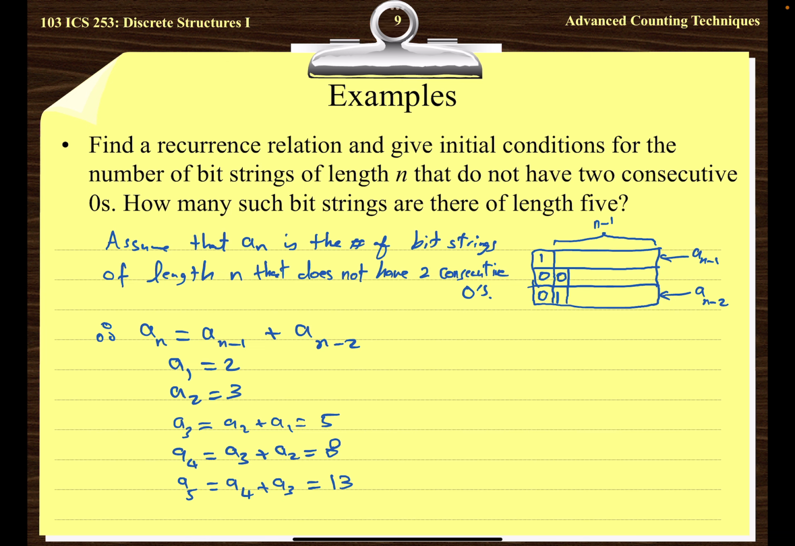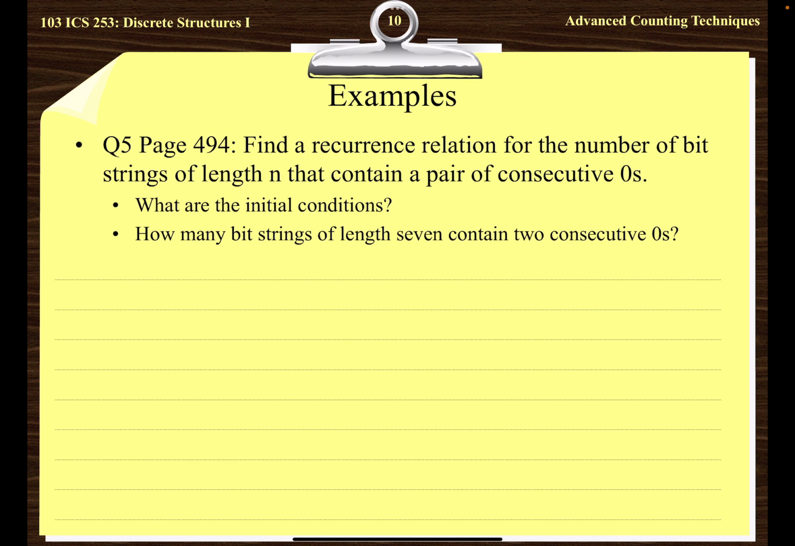Now, let's see whether we got it. Let's now take the complement. What do I mean by the complement? Find the recurrence relation for the number of bit strings of length n that contain a pair of consecutive zeros. That contain two consecutive zeros. Okay?